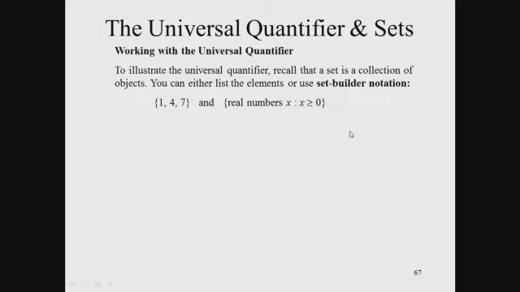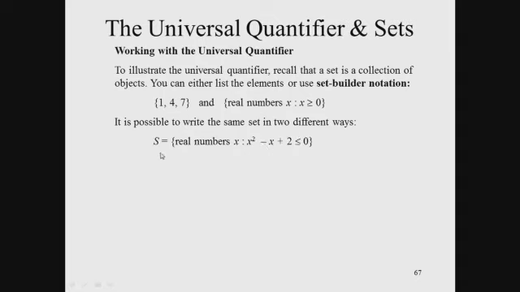And sometimes we use what is called set builder notation to describe the set. The set of real numbers x such that x is non-negative. It is usually the case that you can write a set in different ways. So for example, here's a set S, the set of real numbers x such that x squared minus x plus 2 is less than or equal to 0. Here's another set, T, the set of real numbers x such that x is between 1 and 2. It turns out that these two sets are exactly the same.